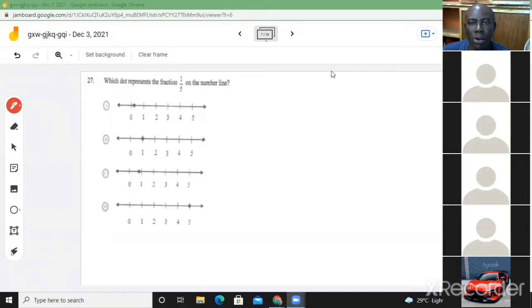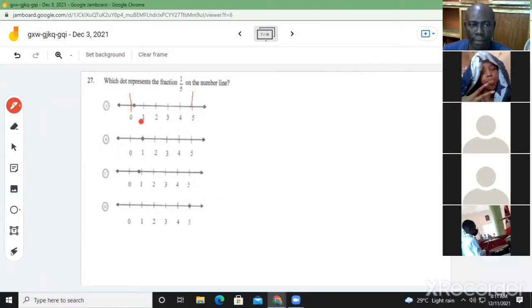Excuse me, sir, what about C? Yeah, I will discuss everything with you now. Would you agree that this is 0, right? And this is 5, right? Right, everybody? Yes, sir. And would you agree that it's divided up into 5 equal parts? So it's divided into 5 equal parts. Can you see that? Yes, sir.